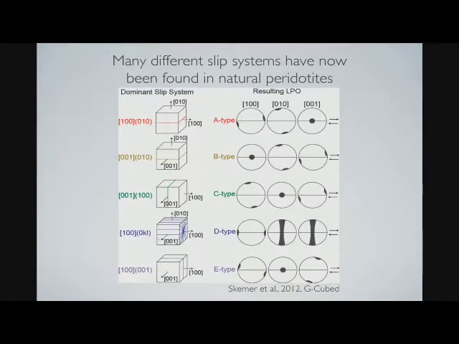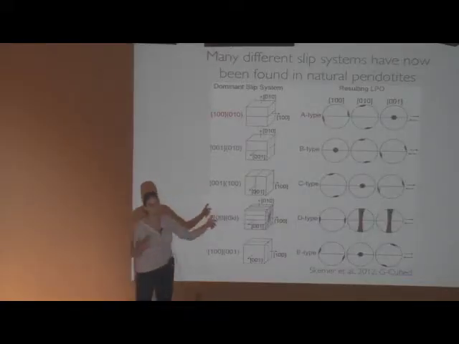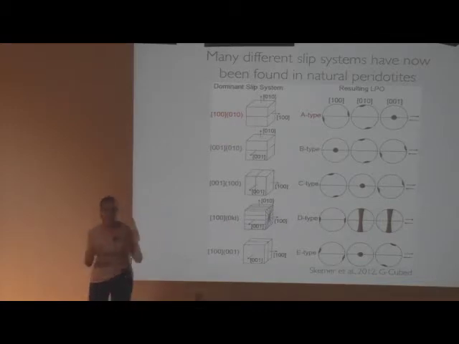Another thing, and this is what I'm going to spend time going into, is that one of the great things about the Jung and Karato study, which developed this B-type hypothesis, is it kind of spurred people to start really looking back into fabrics again. And we now have this whole variety of different subsystems that we talk about in peridotite. I'm going to come back and talk about this in more detail.